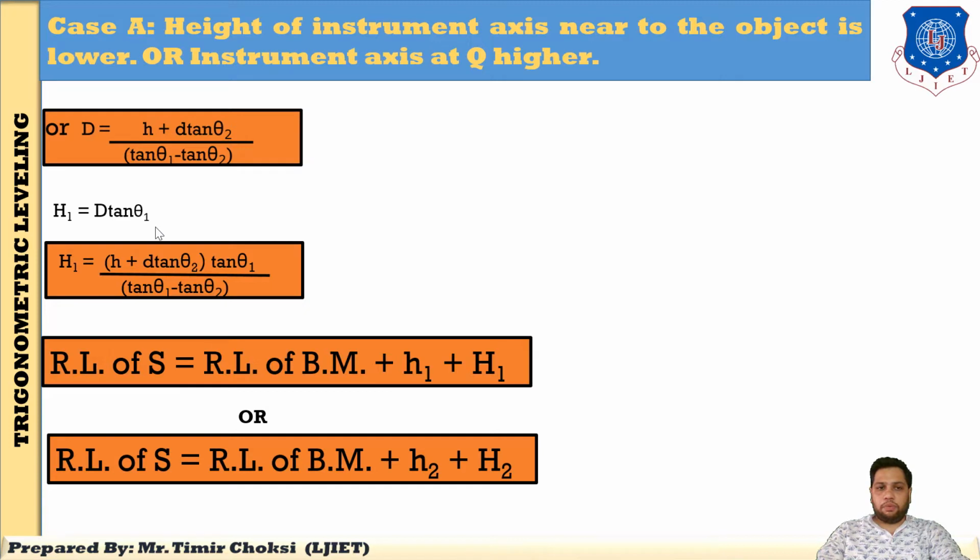So these are our two formulas: H1 equals D tan theta 1, and the easy way is to directly put the value of capital D in the equation H1 equals D tan theta 1, but this is just for reference. And lastly, for RL of S there are two formulas. One is used when you take instrument station 1, using the first formula. When you take instrument 2, you use the other formula. So first note the D formula, H1 formula and RL formula for case A.